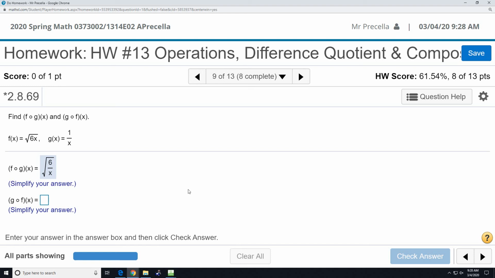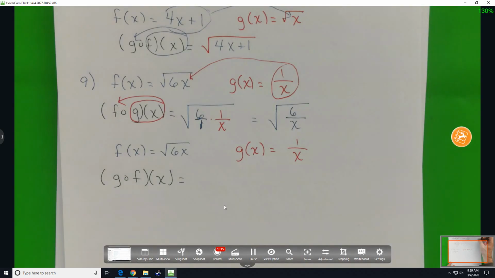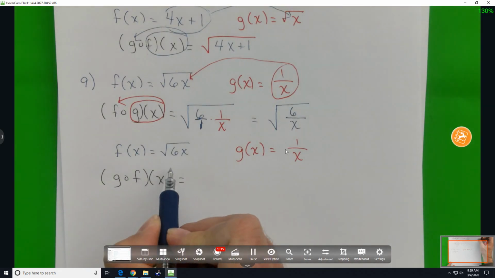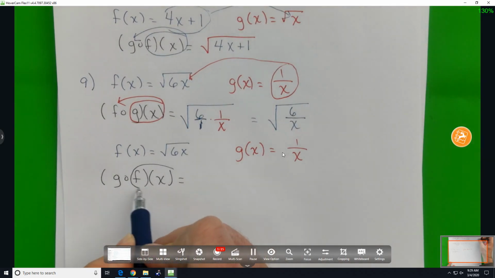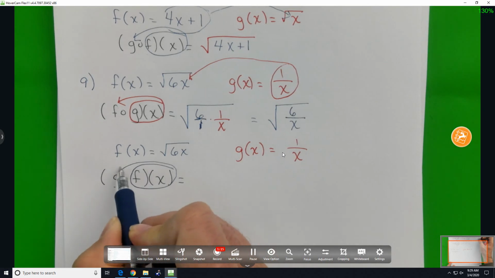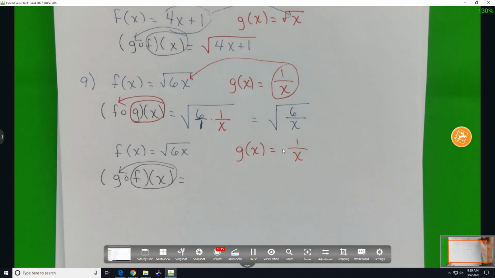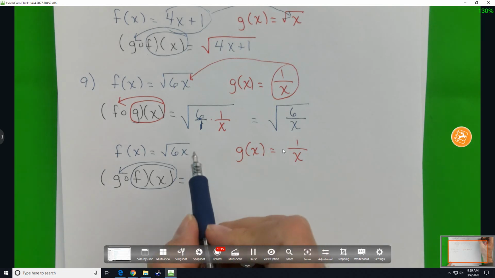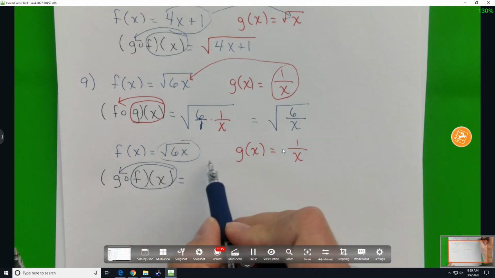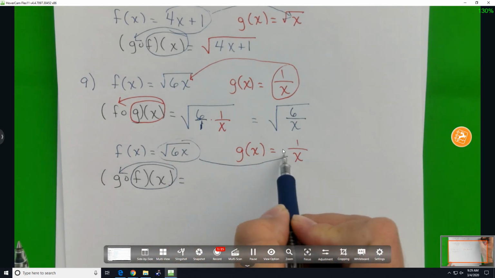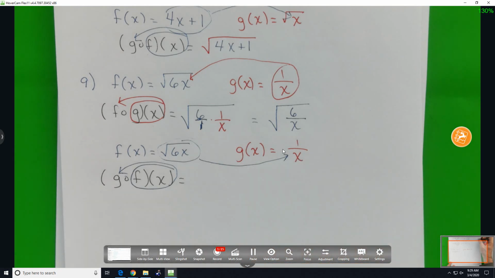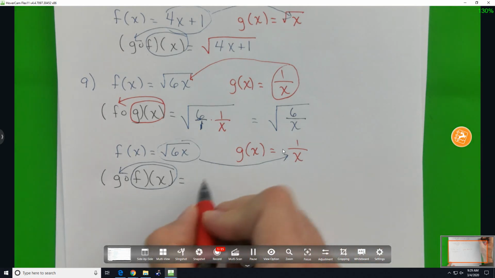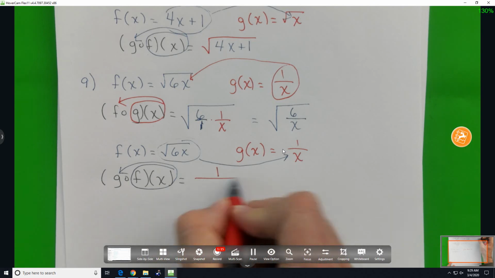So make sure you know the order in which this operation composition works. This means plug this into that. I'm plugging f of x into g. So in place of that red x, I have a red 1 over. I have a red fraction bar.